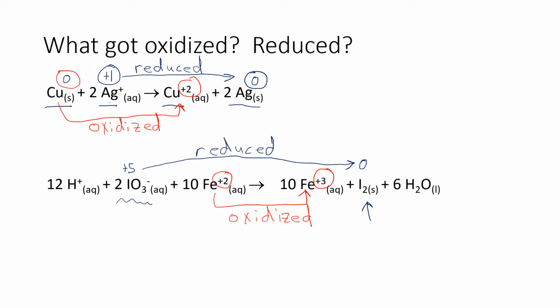The other thing you can look at in this particular example is that on the left-hand side, the iodine has oxygens, and on the right-hand side, iodine's all by itself, so it's missing those oxygens. So that loss of oxygens also indicates a reduction.